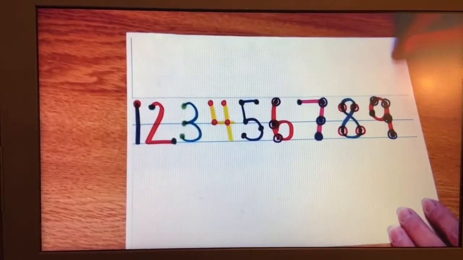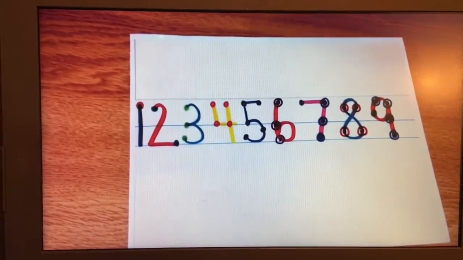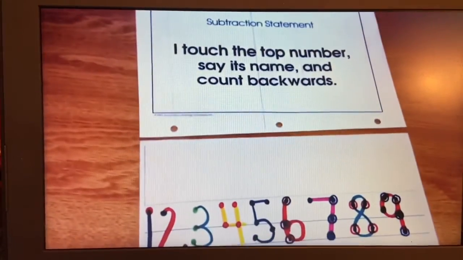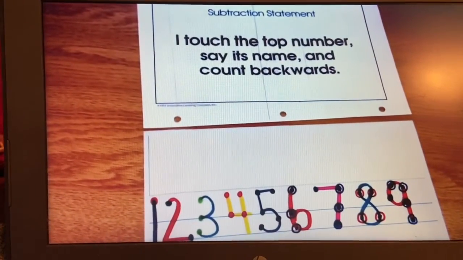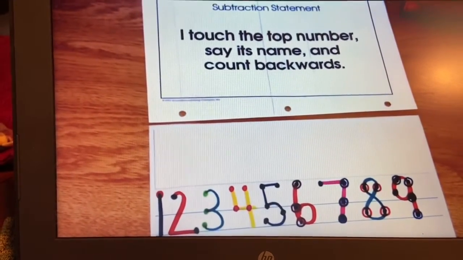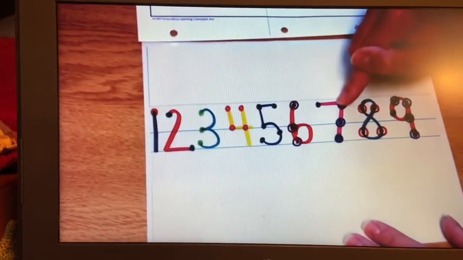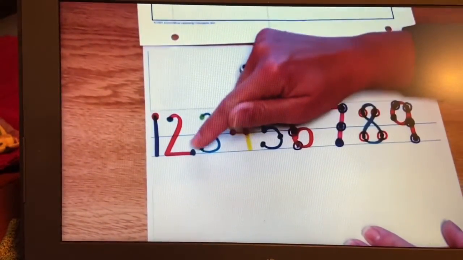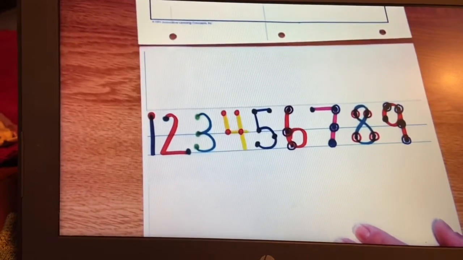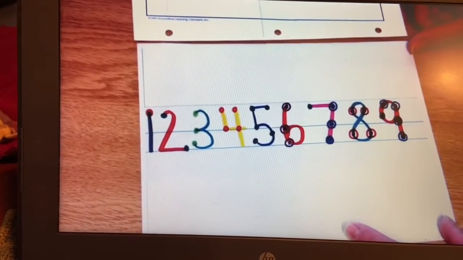So that's using touch points number line for adding. If you wanted to use it for subtraction, you do the same thing. You say the top number, say its name, and count backwards. So if the problem was 7 minus 3, you would say 7, 6, 5, 4. So that's a real easy way for using your touch point number line to add and subtract.